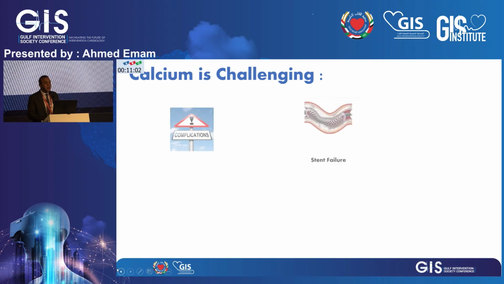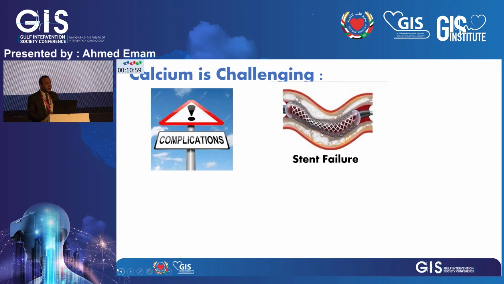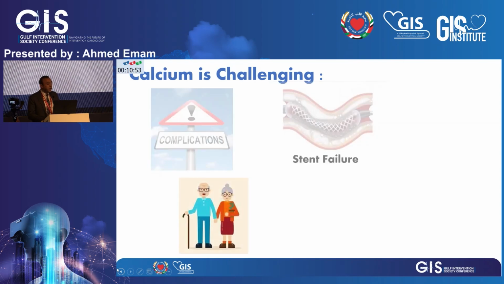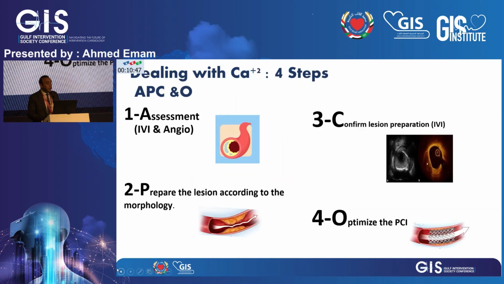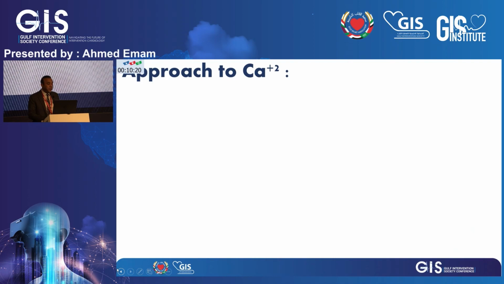Dealing with calcium is really challenging because more complications and stent failure are likely to happen, and patients with calcium are older and sicker with many other comorbidities. To manage calcified vessels, there are several steps. First of all, we need to assess the calcium with imaging or angiography. Then we need to prepare our lesion according to the morphology. And the next step, which is very important, is to confirm our lesion preparation by imaging. Then we need to optimize our PCI.